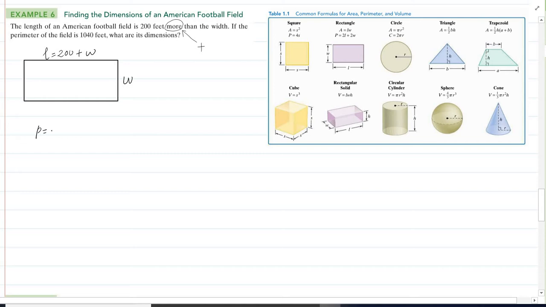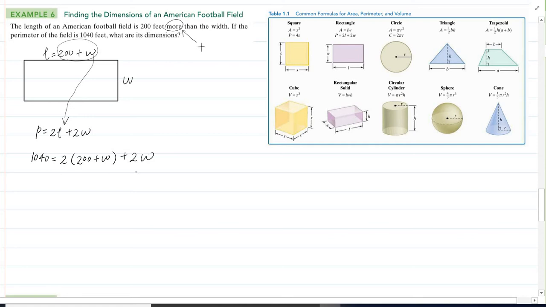Perimeter, we know for a rectangle, is 2L plus 2W. So in this case, because the perimeter is 1,040 feet, I'm just going to plug in 1,040. And then I'm going to rewrite L as 200 plus w. All I'm doing is just a substitution. So for L, you're going to have 2 times (200 plus w), then plus 2w.